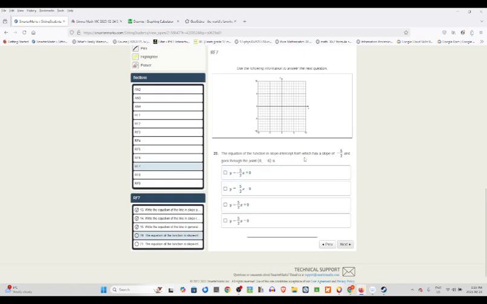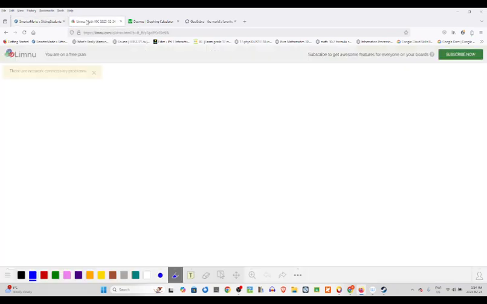Now the equation of the function in slope-intercept form, which has a slope of -5/2 and goes to the point 6, -6. So this one is best to do algebraically. Slope of -5/2 and 6, -6. So I'm going to put down our slope. And our point is 6, -6. So that means our slope point form is y plus 6 is a -5/2 x minus 6.